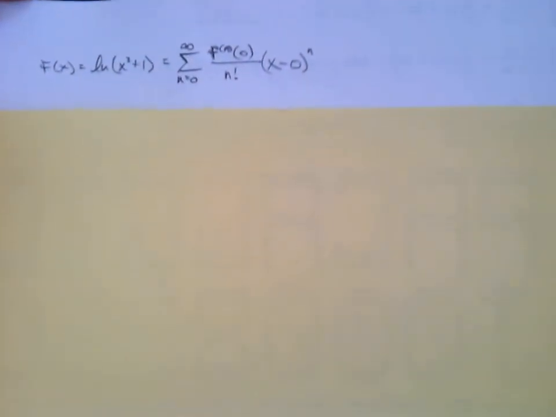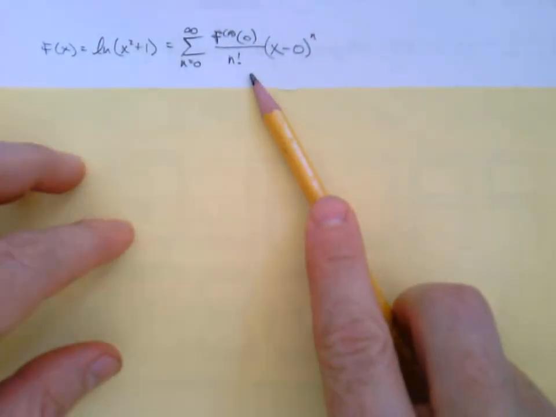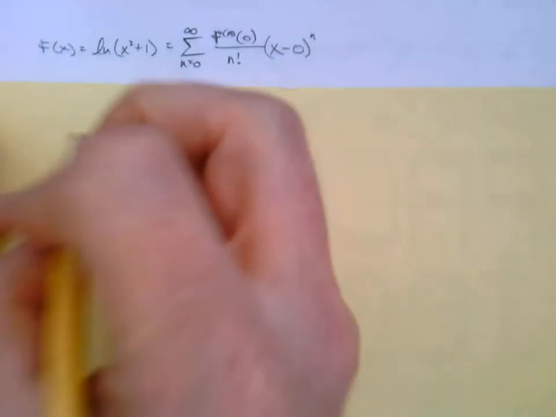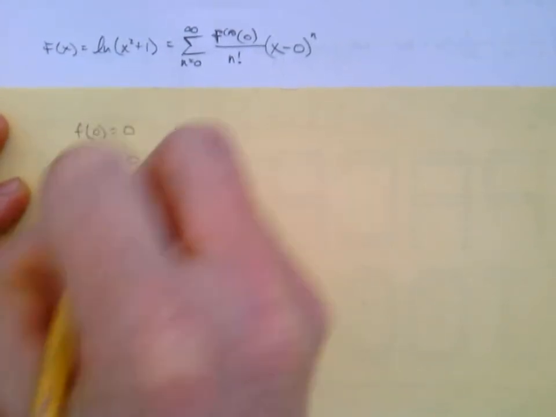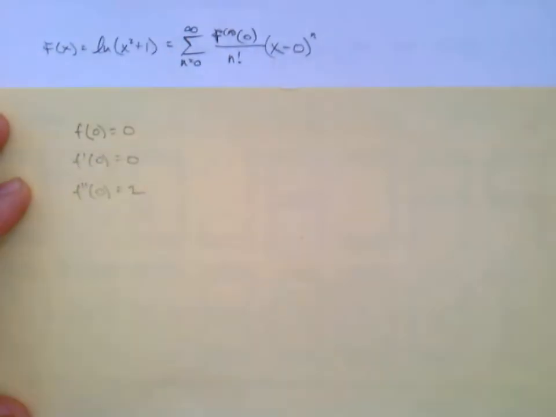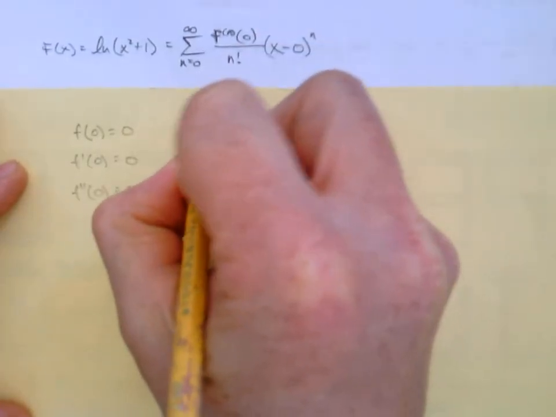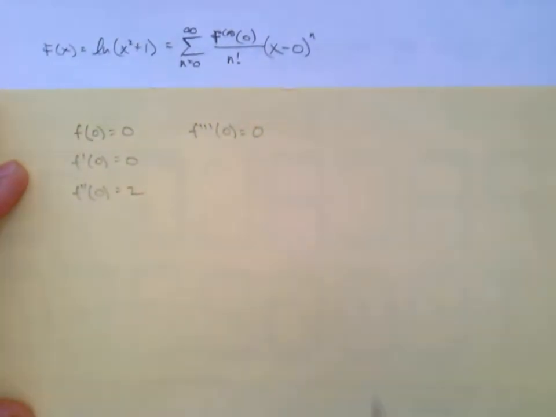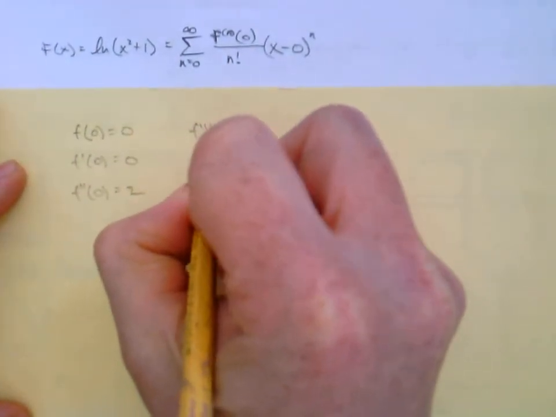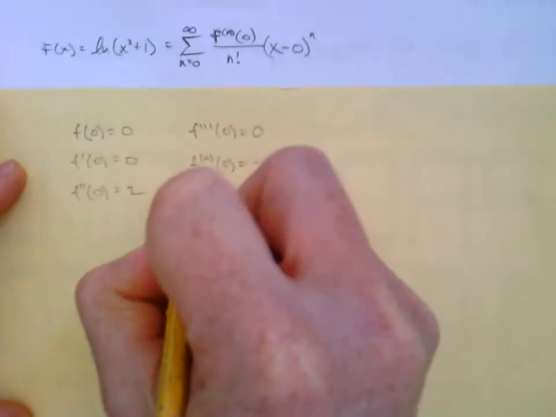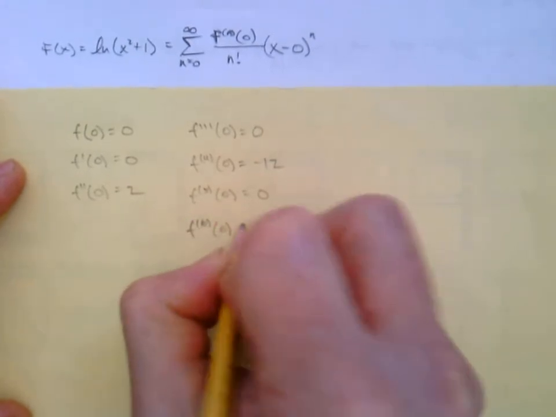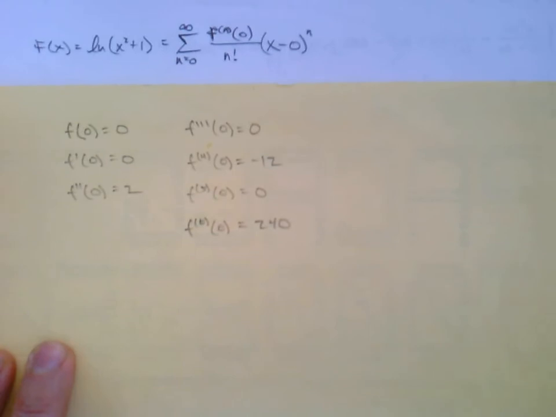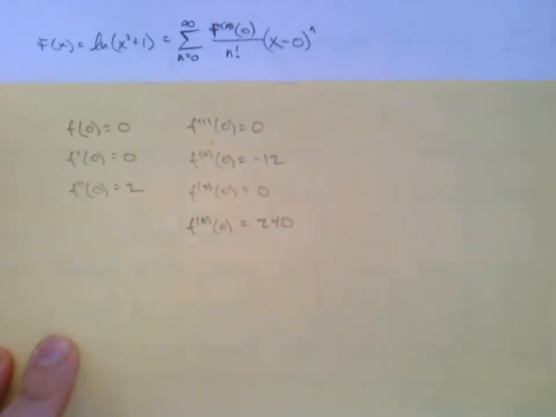And what I'm going to do is just start off by writing out that Taylor series formula again for us. Okay, so if you recall, we found f of 0 was 0, f prime 0 is 0, f double prime 0 was 2, f triple prime 0 was 0, fourth derivative at 0 was negative 12, fifth derivative was 0, sixth derivative was 240, if I remember correctly. Let me just flip back. Okay, yeah.